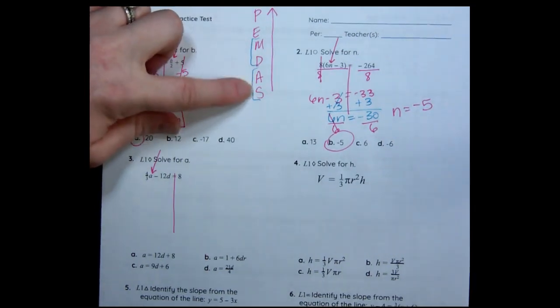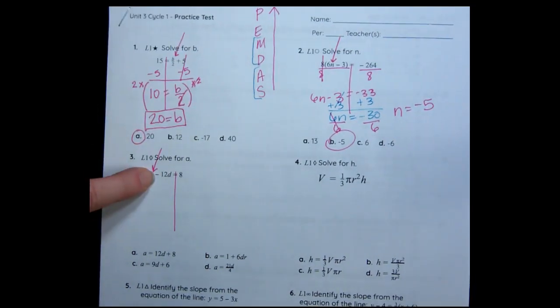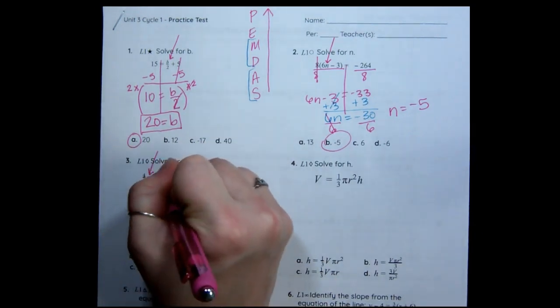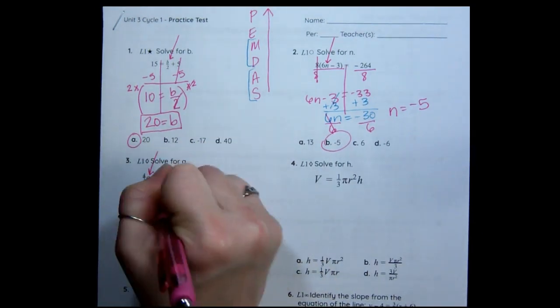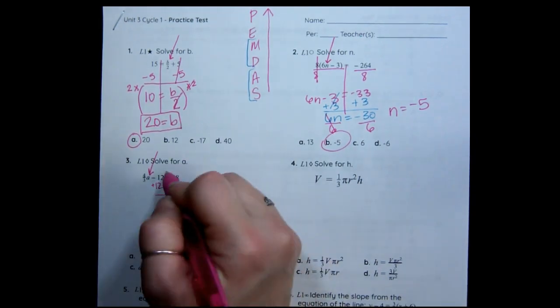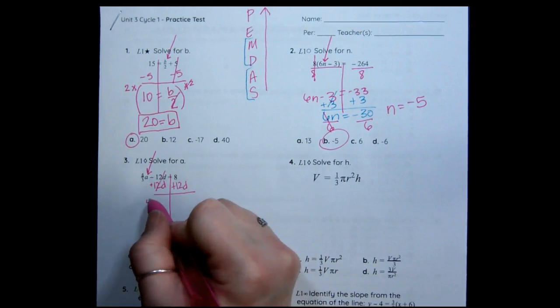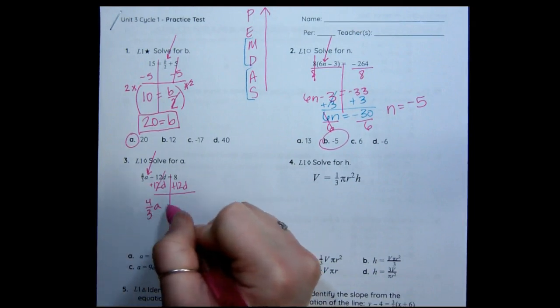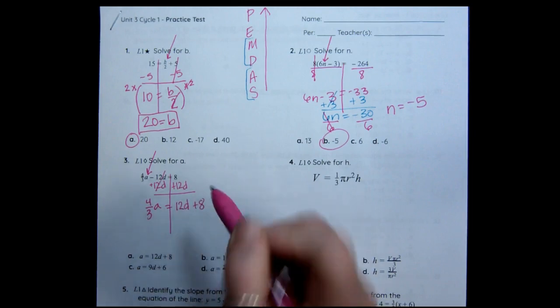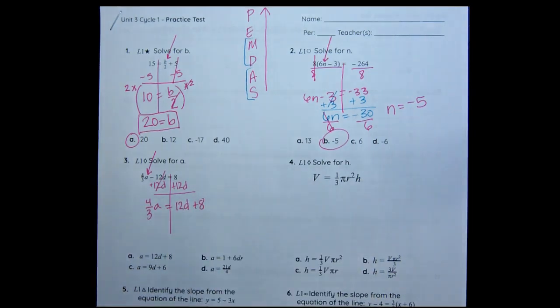Starting with addition or subtraction, I see a minus 12d, and the opposite of minus is to add 12d. Okay, minus 12d and add 12d cancel. I'm left with 4 over 3a equals 12d plus 8. Hey, miss, why didn't that become 20d? 12 plus 8 is 20. Because 8 does not have a d on it. So they are not like terms, so I have to write them separately.